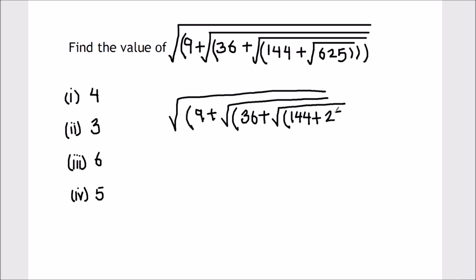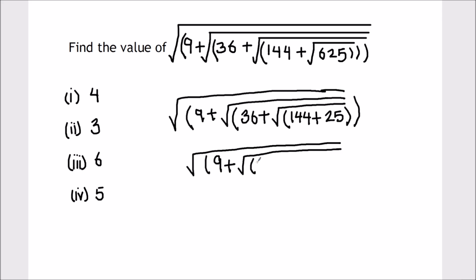So we'll start with the innermost square root. Let's go to the next step. It will be 9 plus square root of 36 plus square root of 144 plus 25. 144 plus 25 is 169. So now we'll find the square root of 169, which is 13.